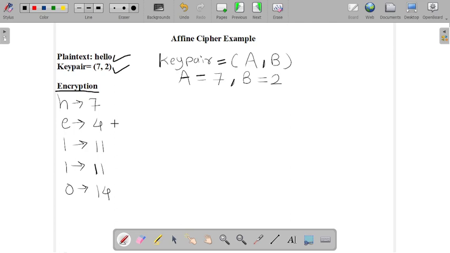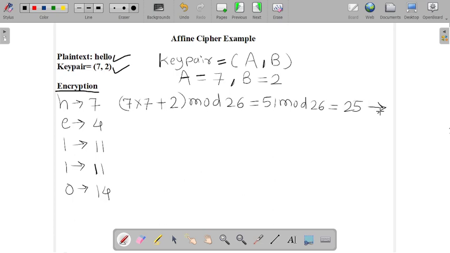Now what is the formula? We take the multiplication with the first key, that is 7 into A plus B, where B is 2, and then we take the mod 26. So for H, 7 into 7 is 49, plus 2 is 51, and 51 mod 26 gives the value 25. And for 25 we write our ciphertext letter as Z.